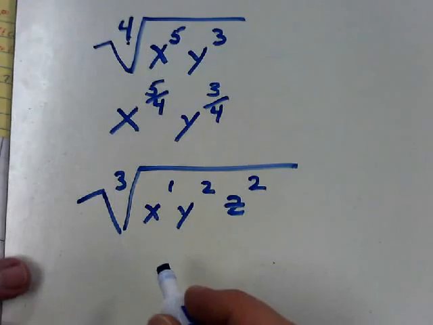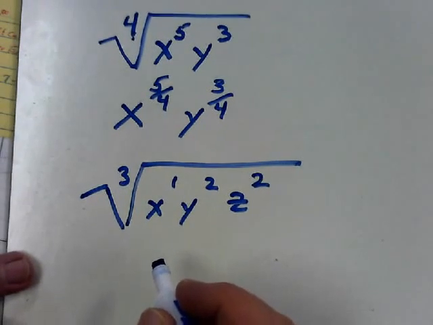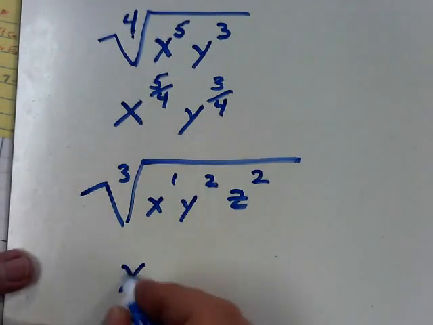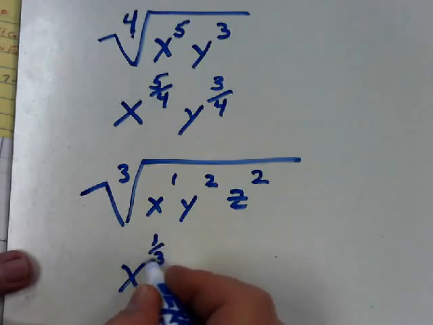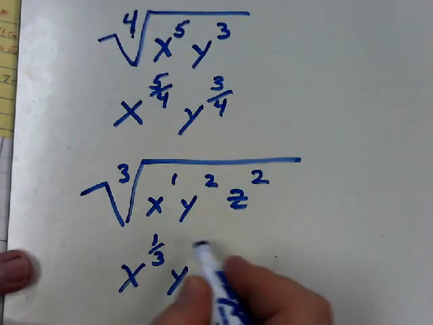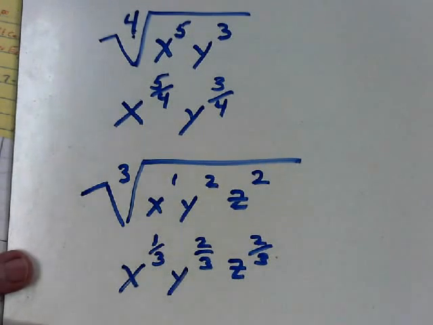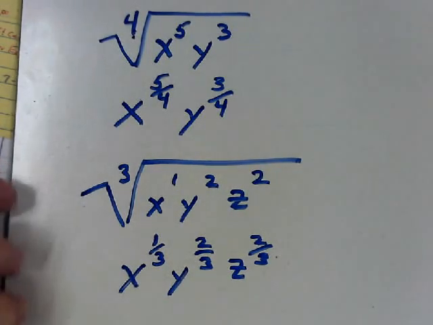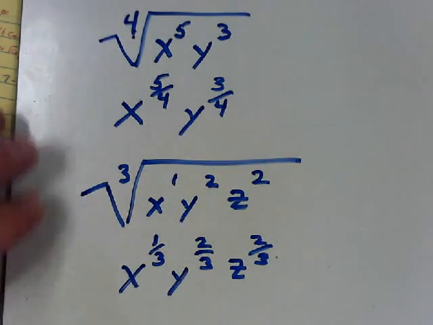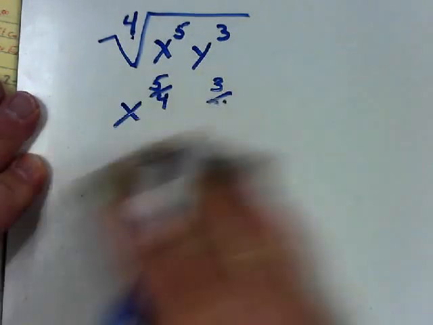If I wanted to change that to rational exponents, you'd have x to the 1/3, y to the 2/3, z to the 2/3. See, was that hard? Can we just not add anything else to it now? No, now we gotta add them together, because that's why we do it to begin with.